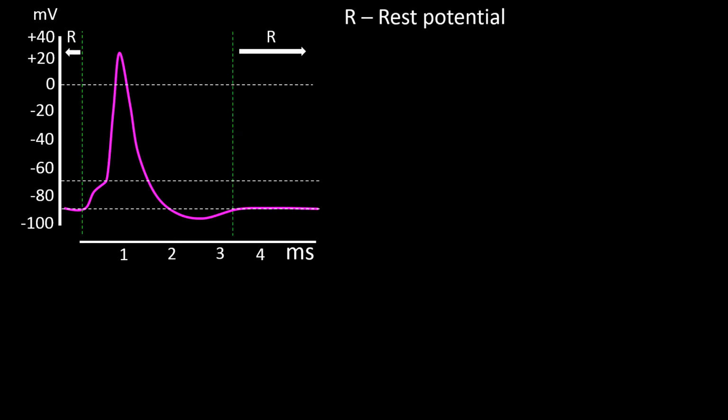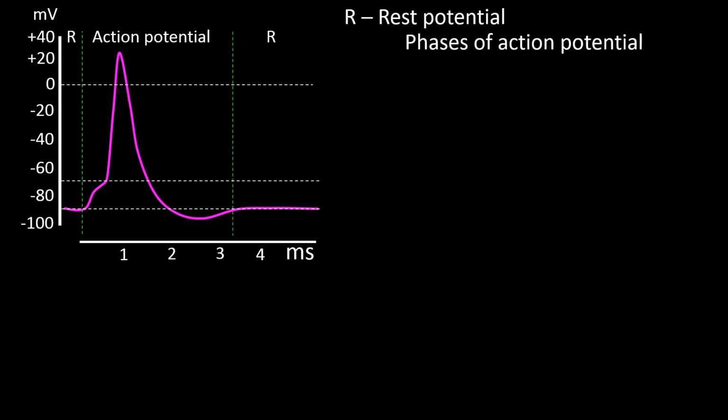This figure represents an idealized experimentally triggered initial segment action potential. Looking at voltage in relation to time. The lower dashed line represents the resting membrane potential. The one above, threshold. And the third line indicates voltage reversal. The regions under the R represent rest potentials. Between the R regions we see the action potential.